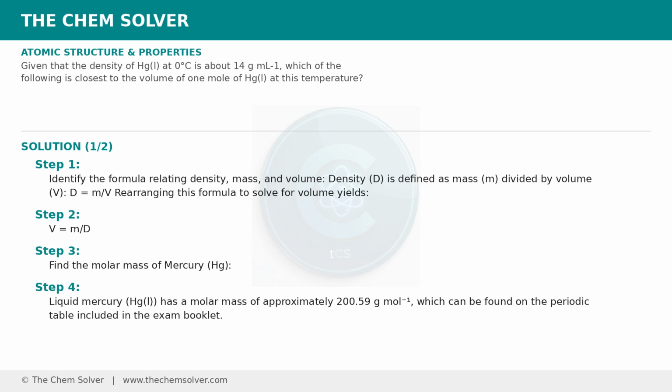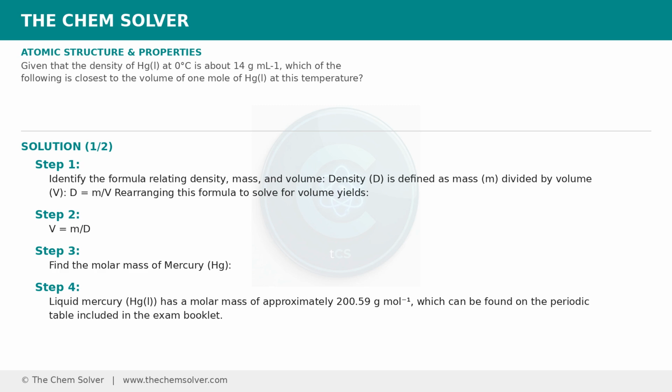Identify the formula relating density, mass, and volume. Density, d, is defined as mass, m, divided by volume, v. d equals m over v. Rearranging this formula to solve for volume yields v equals m over d.